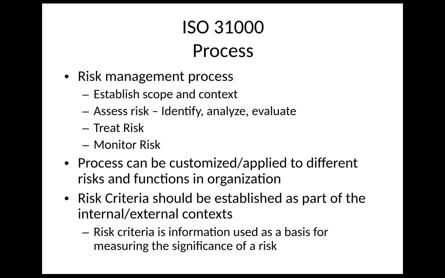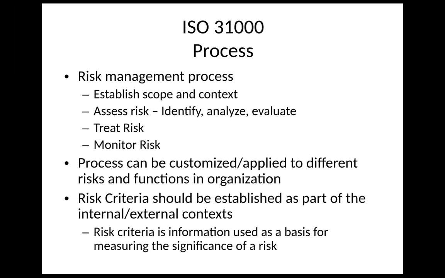Within the risk management process, you want to establish scope and context. You're going to assess risk, which means identify, analyze, and evaluate. You're going to treat the risk, and then you're going to be able to monitor the risk. And again, you'll see a figure to help you out here as well. The process can be customized or applied to different risks and functions in the organization. And then part of this is risk criteria should be established as part of the internal context, external context, excuse me.